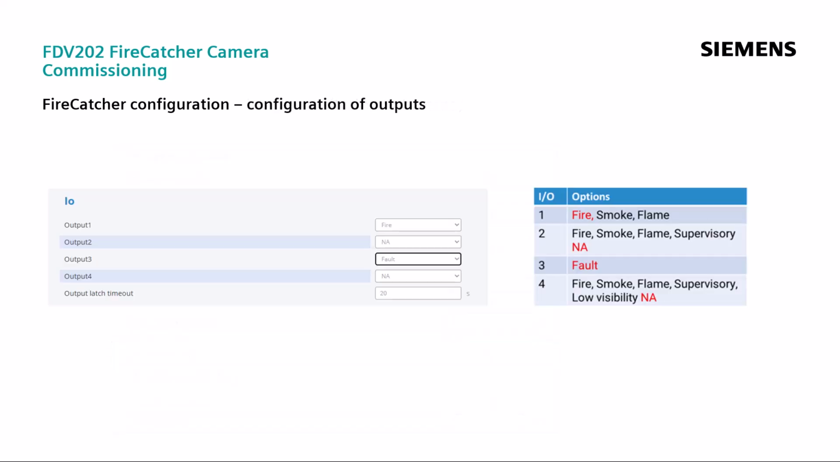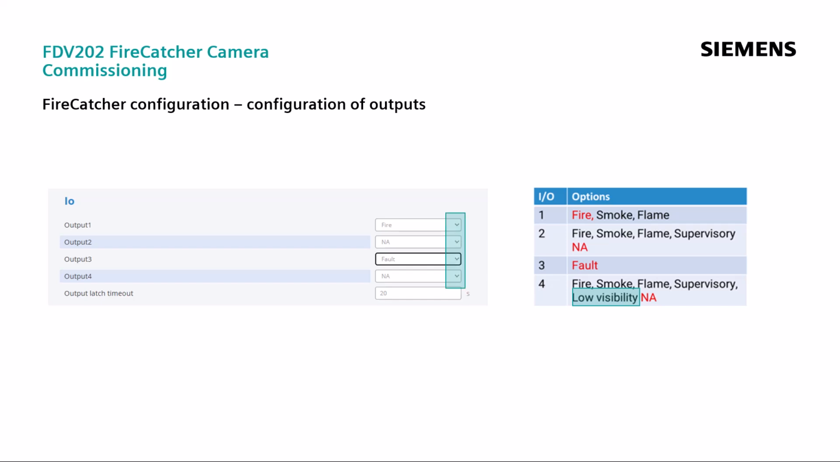The last configuration step for the FireCatcher application is the configuration of outputs that can be connected to an FDV202 of the Fire panel. 4 outputs are available in total. The default values are indicated in red. Please note that output 3 is not freely configurable. It is always the output for fault. The low visibility warning, available setting at output 4, is new compared to the previous FireCatcher application.